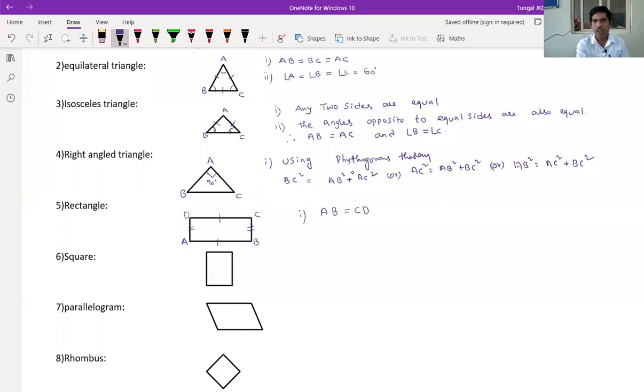An important question will come: prove that the given 4 points form a rectangle. So to prove that the 4 points form a rectangle, these are the properties you have to prove. First one, opposite sides are equal. Opposite sides are nothing but AB and CD. Next, opposite sides BC is equal to AD. Okay? BC is equal to AD.